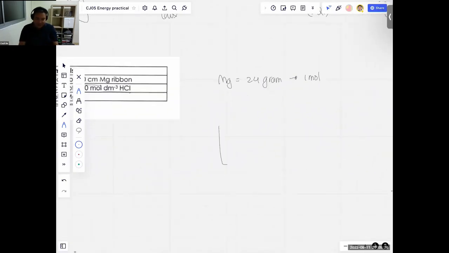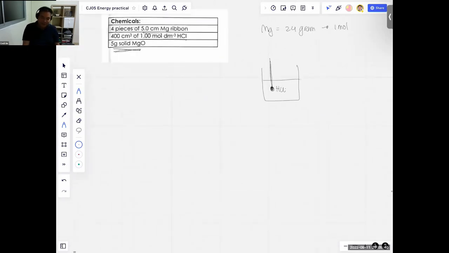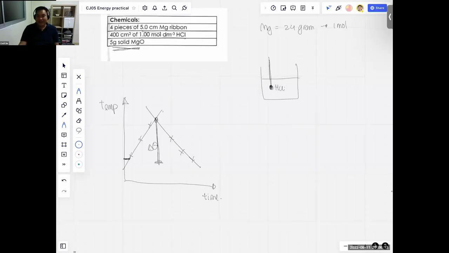Then what you do? You have a beaker. Then this is HCl. Then you measure the temperature change here, and stopwatch. You must measure the temperature increase and decrease here. Then you draw this thing. You draw before here. Then you get the highest point here, delta theta. This is temperature against time. Yeah? Again.